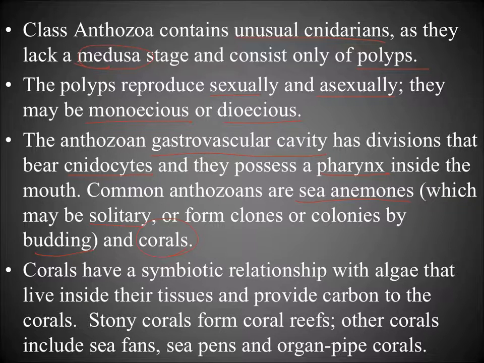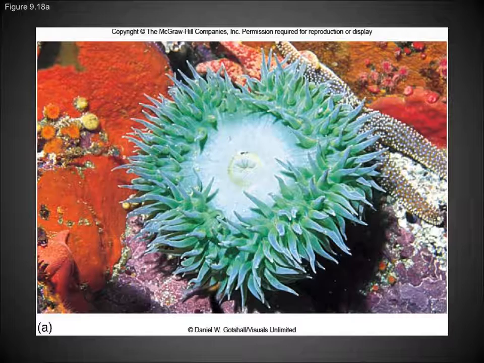Now, corals have a symbiotic relationship with particular kinds of algae called zooxanthellae. This actually lives inside their tissues. They provide carbon to the corals. This is why coral has color. Otherwise, they would just create the stone or the calcium carbonate, and it would be white. Now, stony corals will form some coral reefs, and corals include other groups like the sea fans, the sea pens, and organ pipe corals.